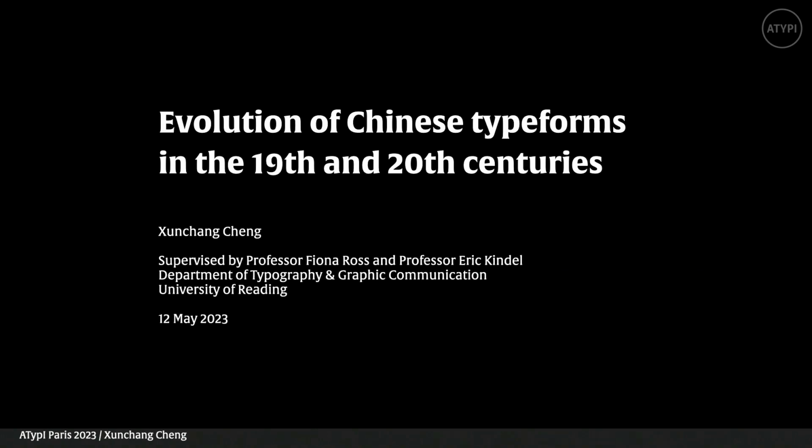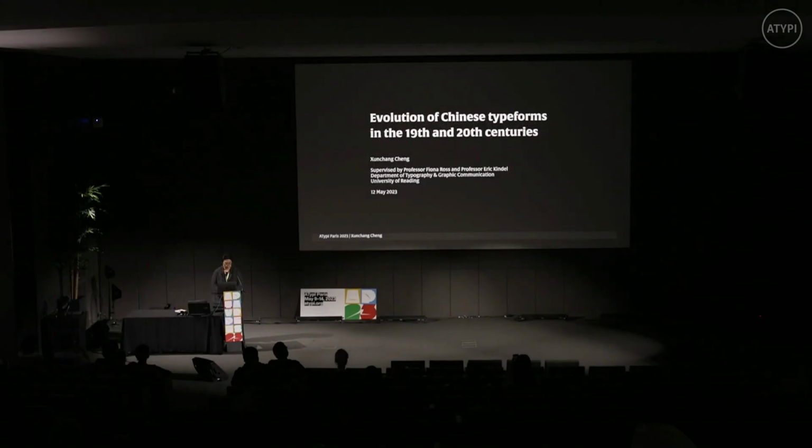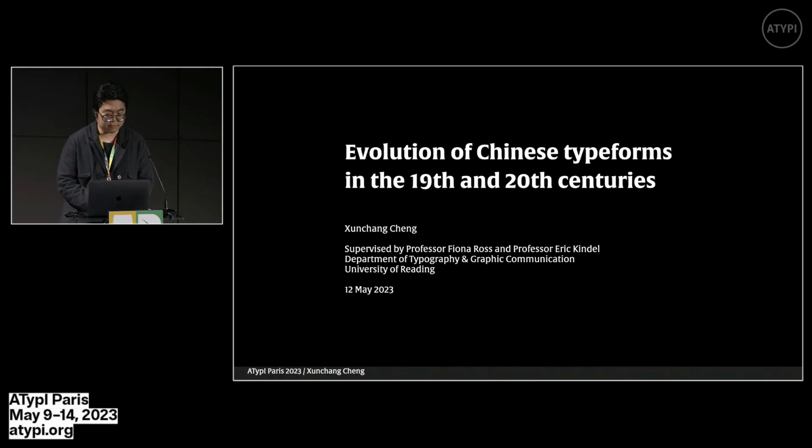Hello everyone around the world. My name is Xunchang Cheng. You can just call me Cheng. The topic of my presentation today is my PhD project, Evolution of Chinese Typeforms in the 19th and 20th centuries. I'm a PhD student supervised by Professor Fiona Ross and Professor Eric Kindle in the Department of Typography and Graphic Communication, University of Reading. Today I'm going to briefly introduce the evolution of Chinese typeforms.